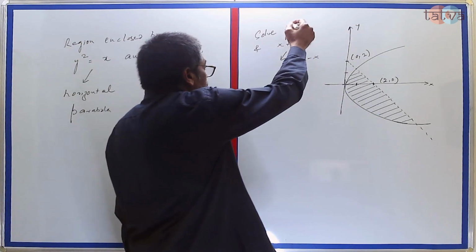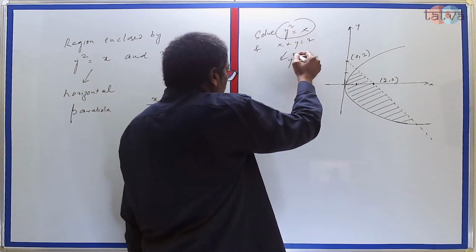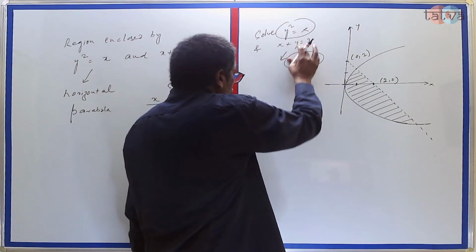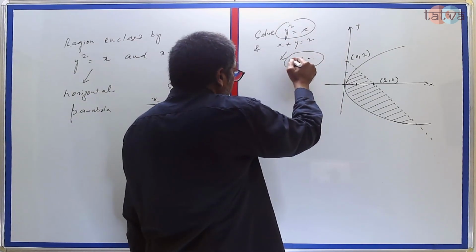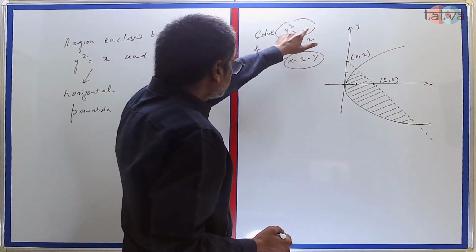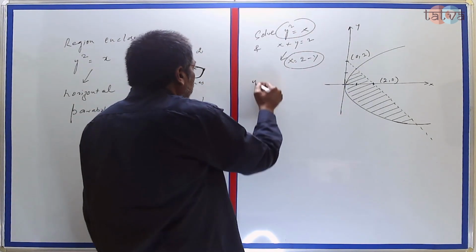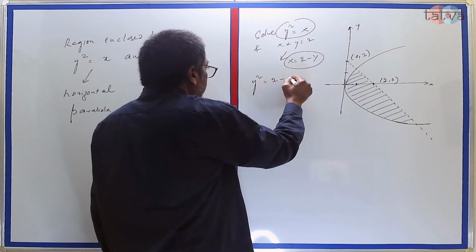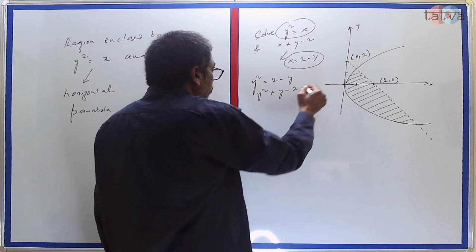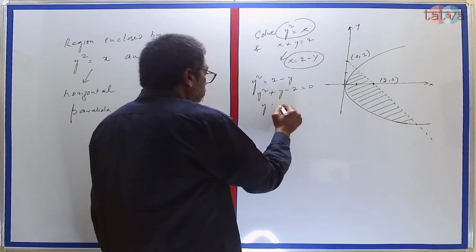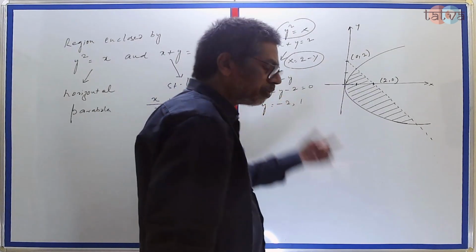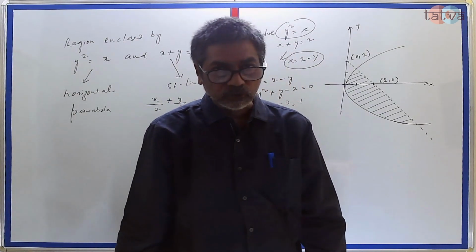So we'll have to solve y square is equal to x and y is equal to 2 minus x. Or let us write it as x is equal to 2 minus y. That will be more convenient. So when I insert x is equal to 2 minus y in this equation, I'll get y square is equal to 2 minus y, giving y square plus y minus 2 is equal to 0. There are two solutions, y is equal to minus 2 and y is equal to 1.